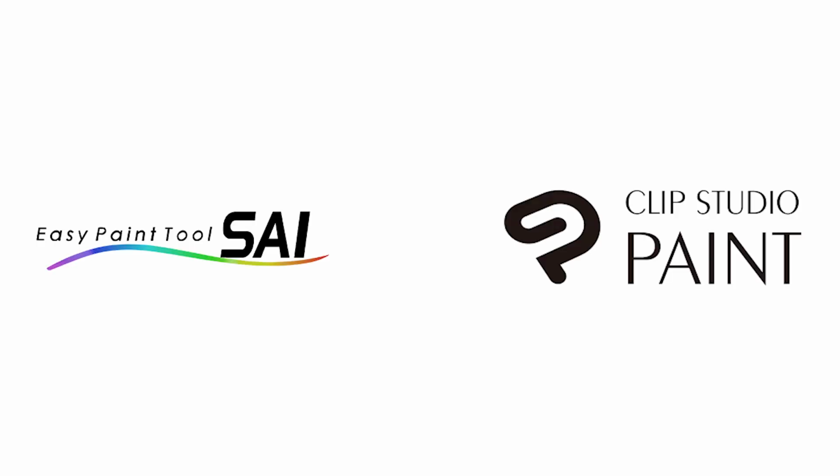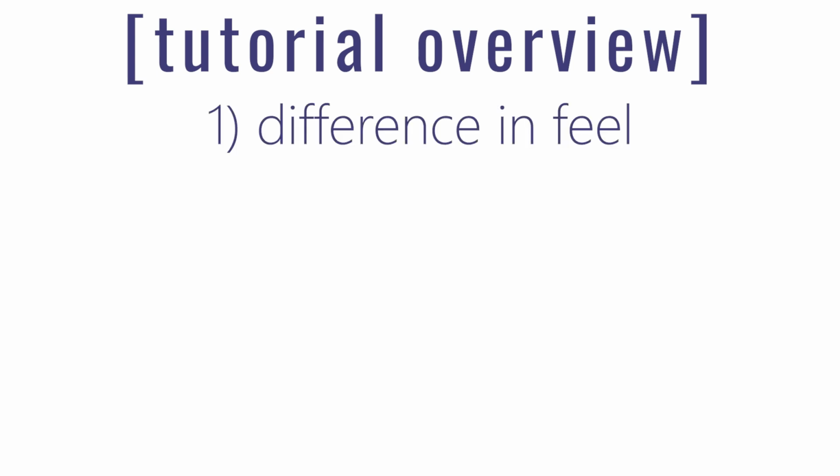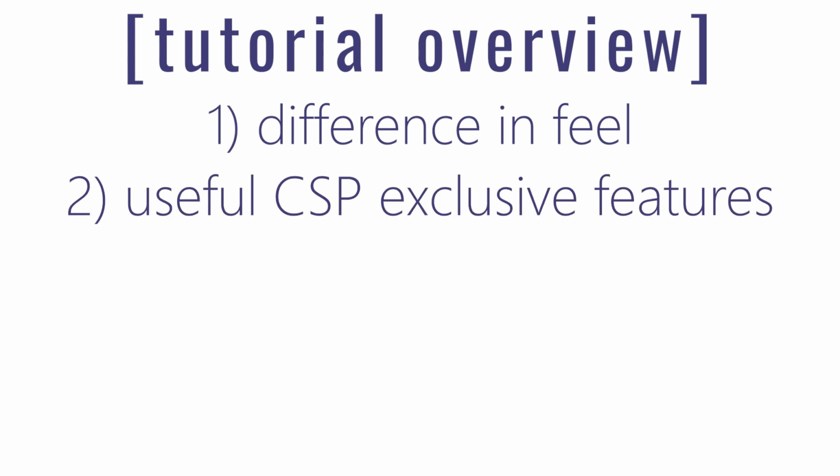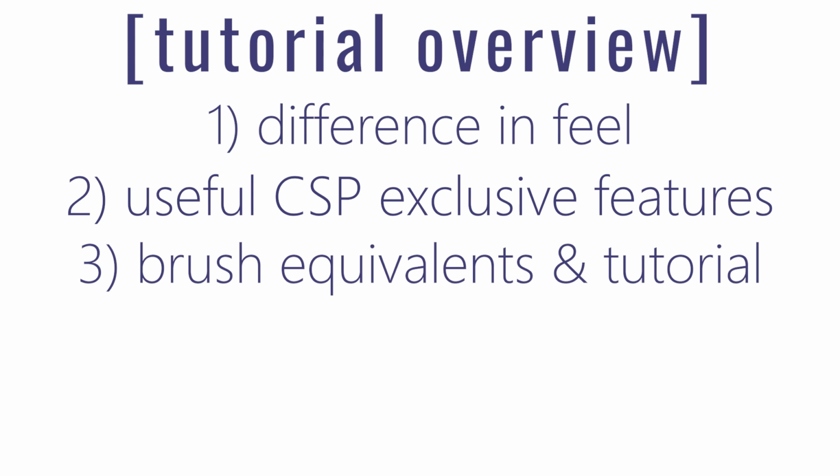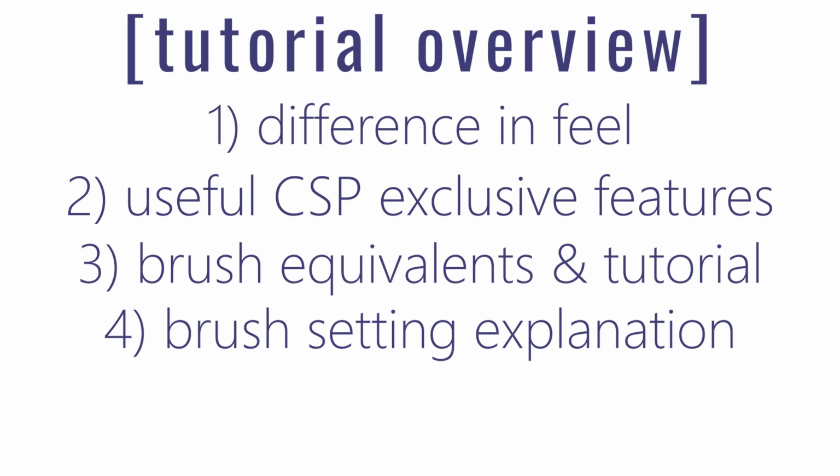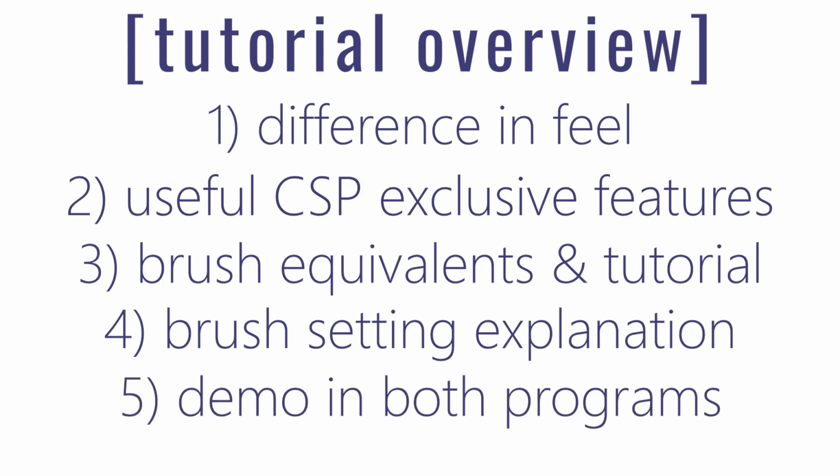But for today, we'll be focusing mainly on the differences between SAI and Clip, as well as how to have an easier time transitioning from one to another. And for the sake of structure, this video will be broken up into 5 parts, which are number 1, the difference in feel between the two programs, number 2, useful features in Clip that SAI doesn't have, number 3, brush equivalents in both programs and how to use them, number 4, a brief explanation of the brush settings, and number 5, a demo of the same drawing but in both programs.